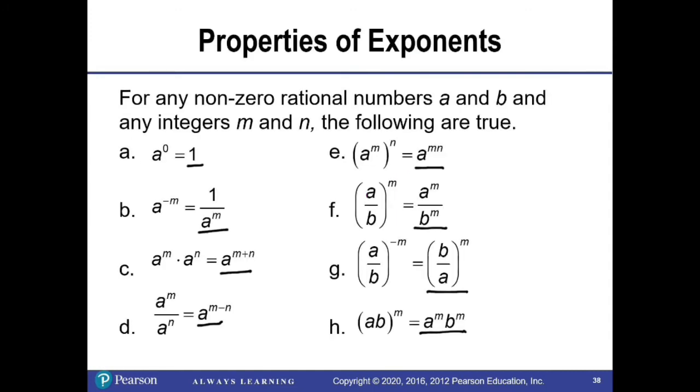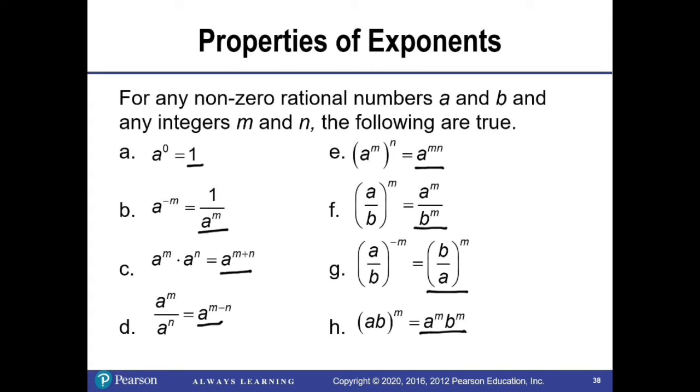Last, we have our properties of exponents. These apply to our rational numbers as well. Notice we're dealing with non-zero rational numbers, and our powers m and n are going to represent integers. Any non-zero rational number to the 0 power is 1. If I have a negative exponent, such as part B, I move the base and the exponent to the denominator to get rid of that negative exponent.